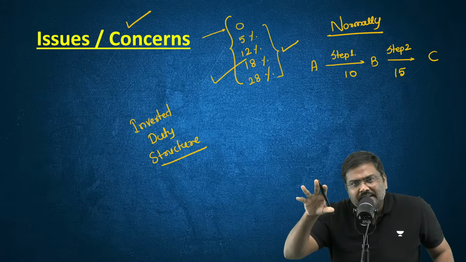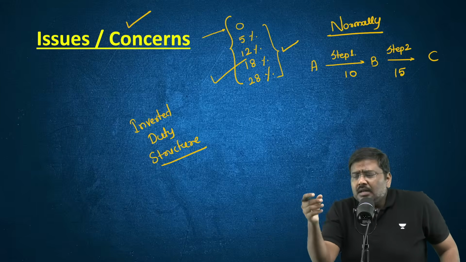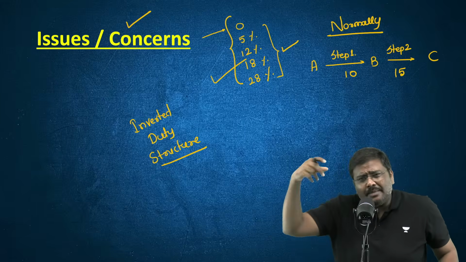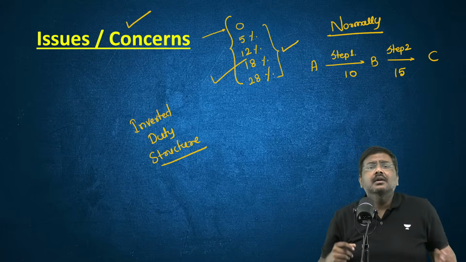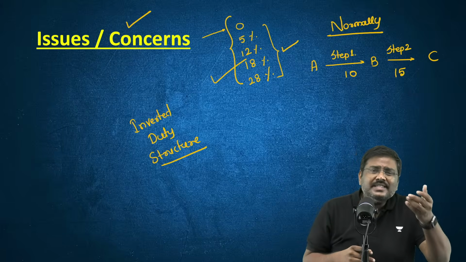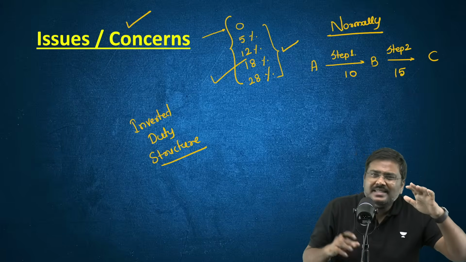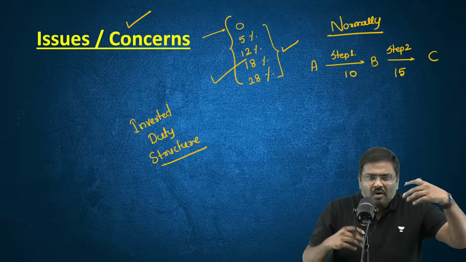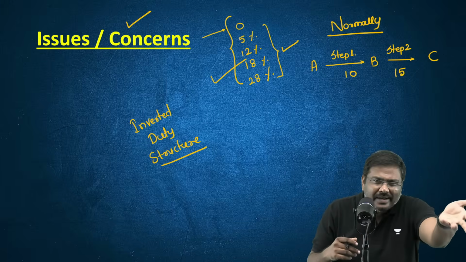Everybody is able to understand this, sir. How can the GST in step number two be greater than in step number one? My dear, in step number one, you purchase raw material, let's say 100 rupees. Obviously, 10% of 100 will be 10 rupees.